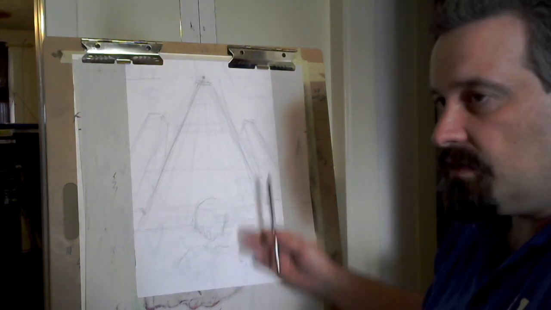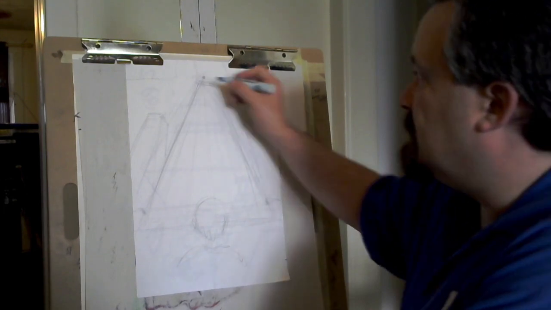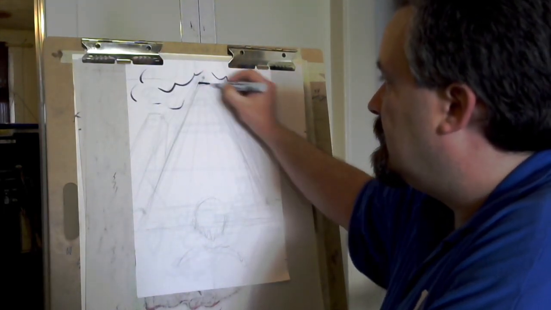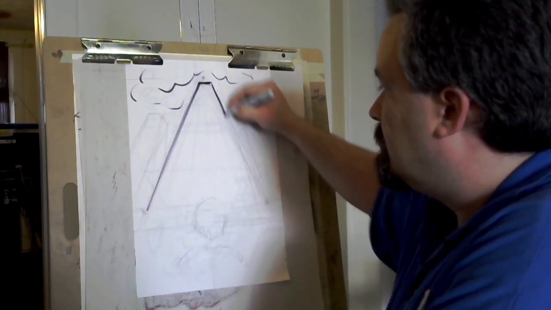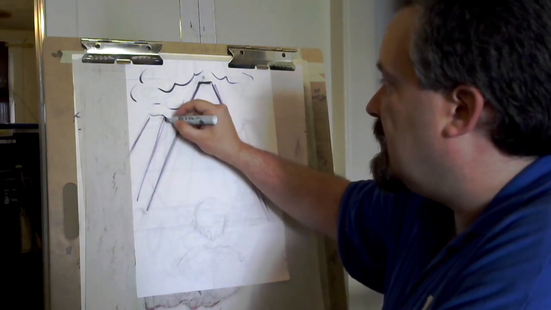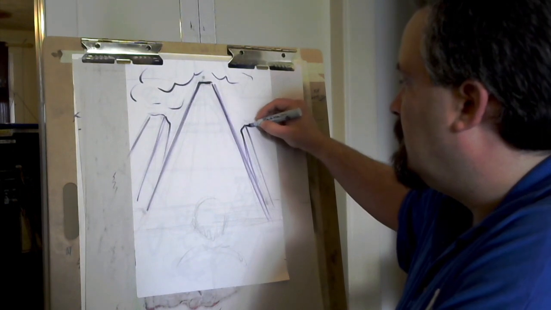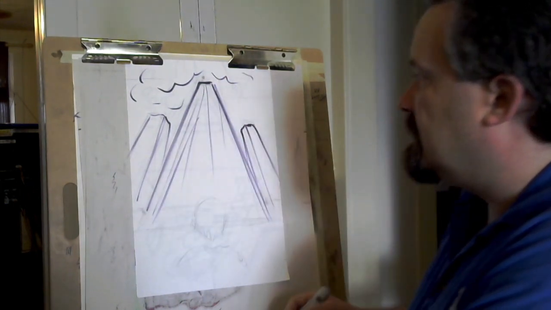This is an example of worm's eye view. We're looking up into the clouds at the top of this very tall structure. Got these other ones beside to help reinforce that space, that illusion, that everything is receding to a point.